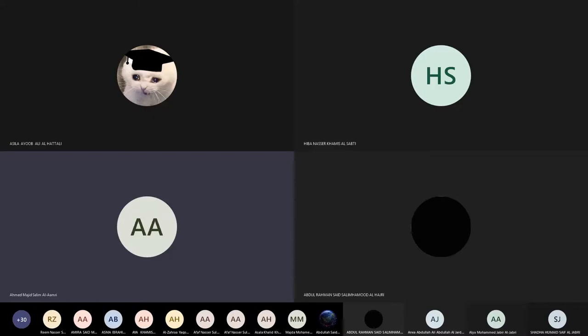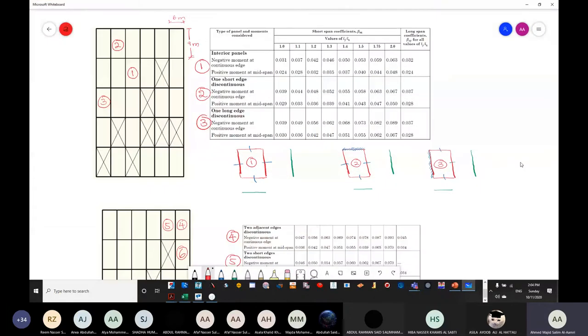Drawing the bending moment diagram for these particular pieces. Okay. So if you see here, is everyone able to see the window, whatever has been drawn? Are you able to see?